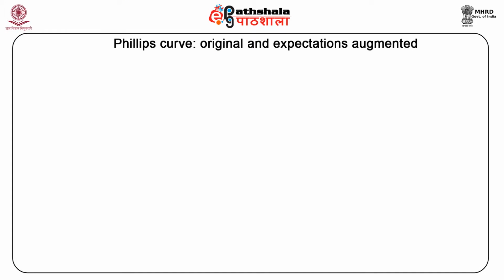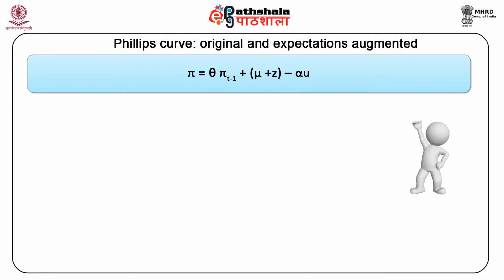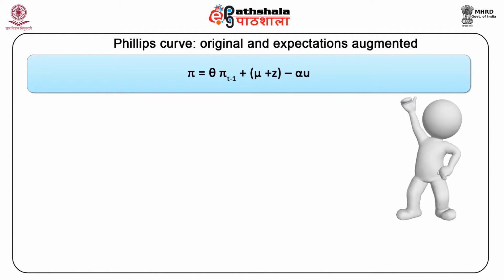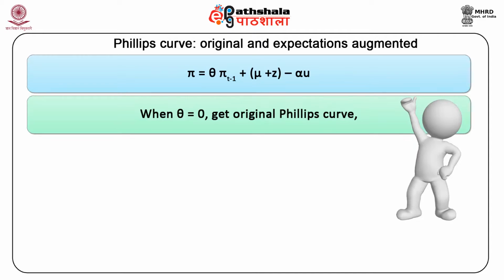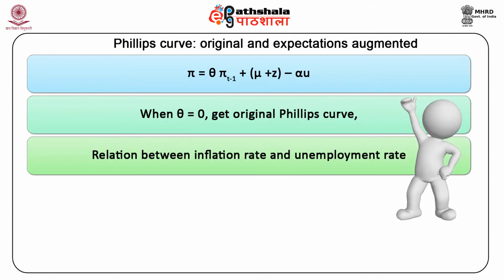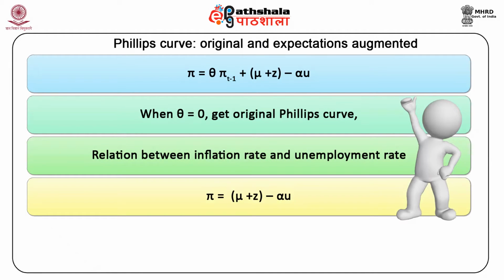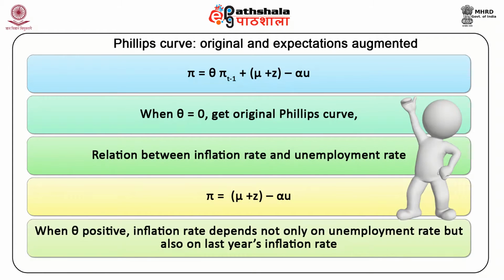Using previous equations, inflation is equal to theta into inflation in time t minus 1 plus mu plus z minus alpha u. When theta is equal to 0, we get the original Phillips curve, a relation between inflation rate and unemployment rate: inflation is equal to mu plus z minus alpha u. When theta is positive, the inflation rate depends not only on the unemployment rate but also on last year's inflation rate, as depicted in this equation.